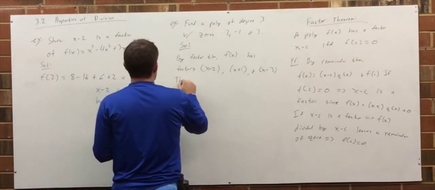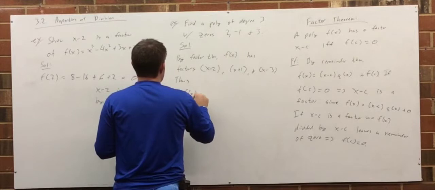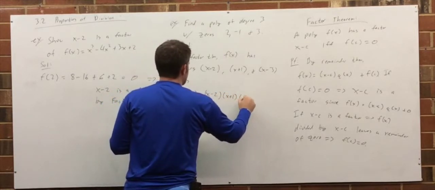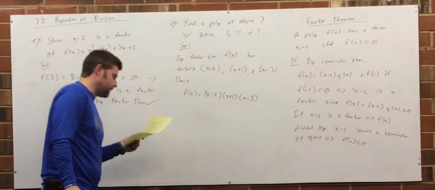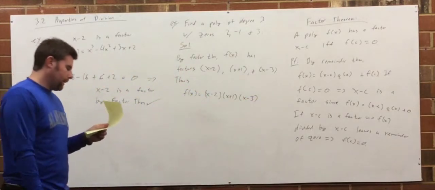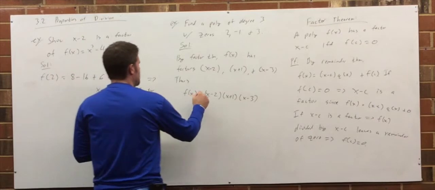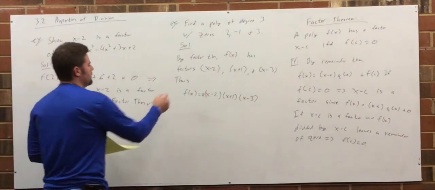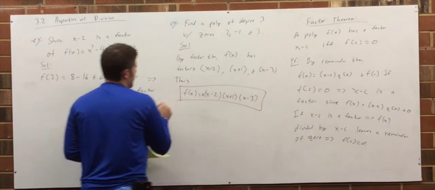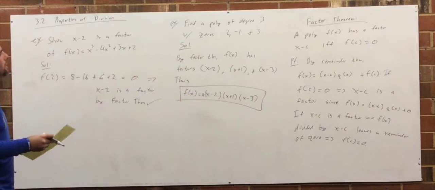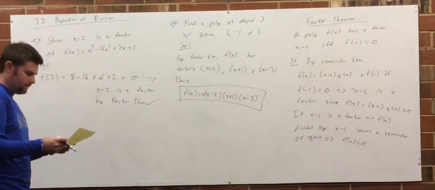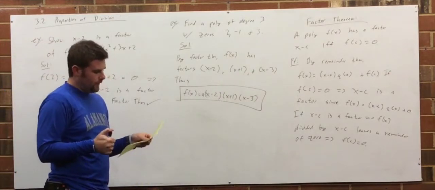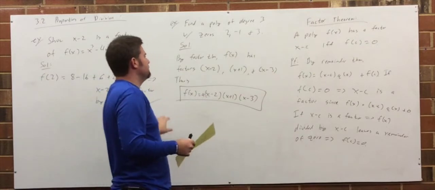Thus, f of x equals x minus 2 times x plus 1 times x minus 3. But I'm not going to work all that out. Certainly there could be a constant up front, but it still doesn't change what the polynomial actually is. Alright? Multiply that out in your spare time. I'm not going to do it here. Okay? So that's the factor theorem.